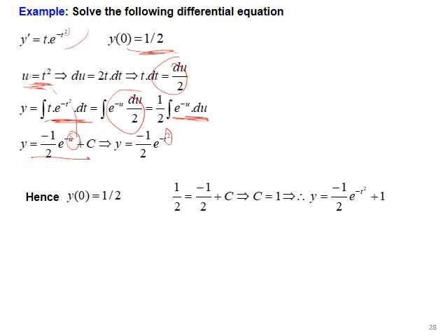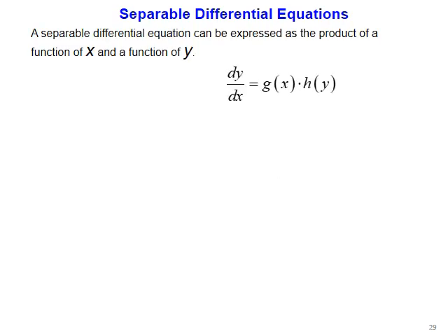If he gave you an initial condition, as in this example, use it. Here t is 0, y is 1 over 2. Substitute to find c, and then substitute back to get the final answer. Now direct is direct and easy.